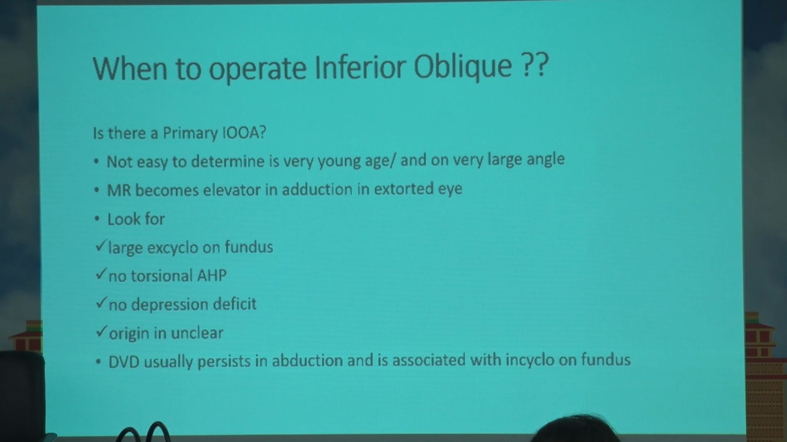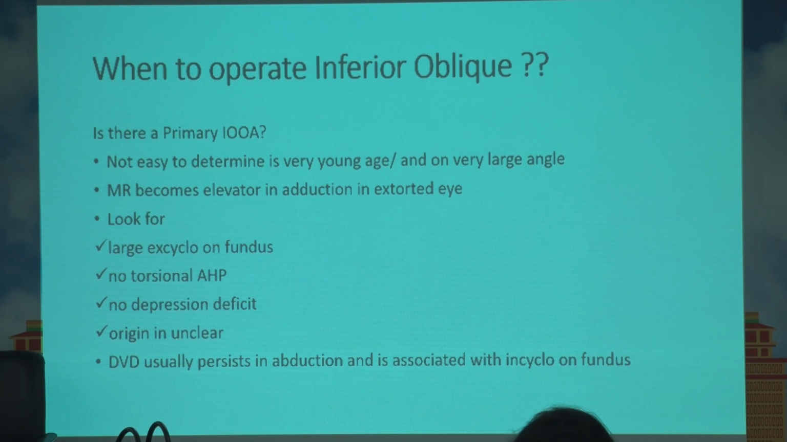So first we have to assess whether there is a primary inferior oblique overaction or not. It may not be very easy to determine it at a very young age, or when there is a large angle of esotropia, when it will look like a pseudo inferior oblique overaction, and we may not be able to judge whether it is actually a primary inferior oblique overaction or not. So in these cases, what we can do is we should be ruling out that it is not secondary to a superior oblique palsy.